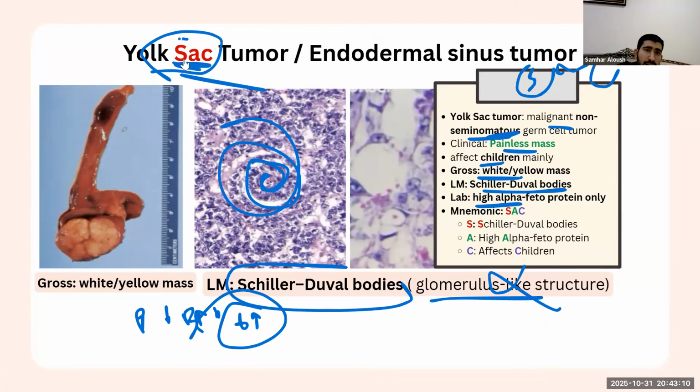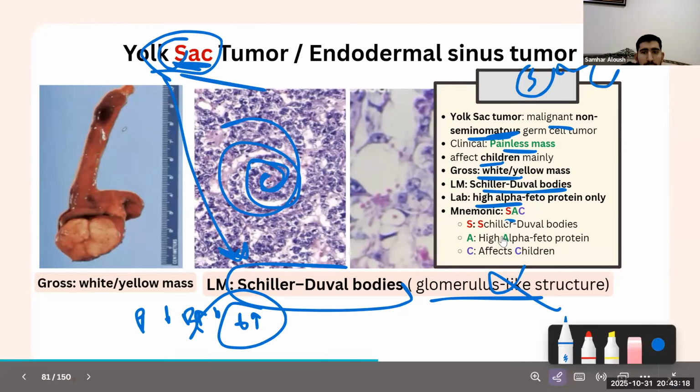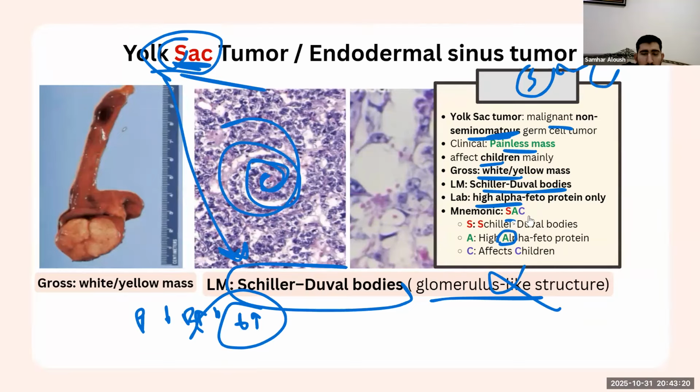SAC is the mnemonic. S is for Schiller-Duval bodies, because yolk sac tumor has Schiller-Duval bodies. A is for high alpha fetoprotein. C is because it affects children only. So what I want you to know about yolk sac tumor is that it's malignant and non-seminomatous, and it's painless because all of them are painless except embryonal, which is painful.